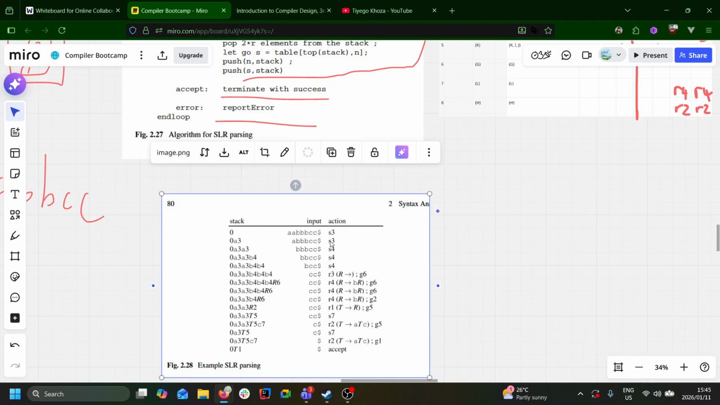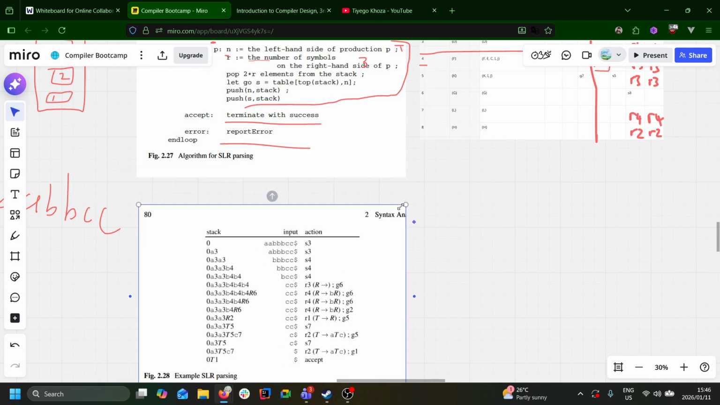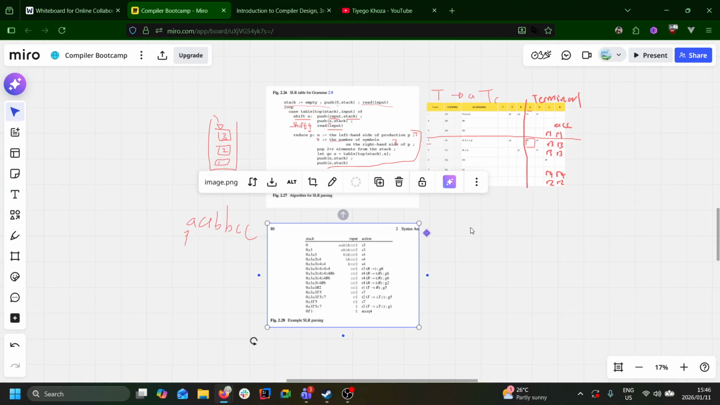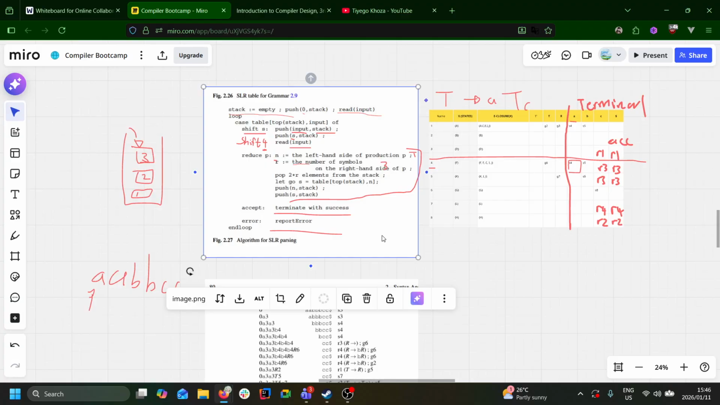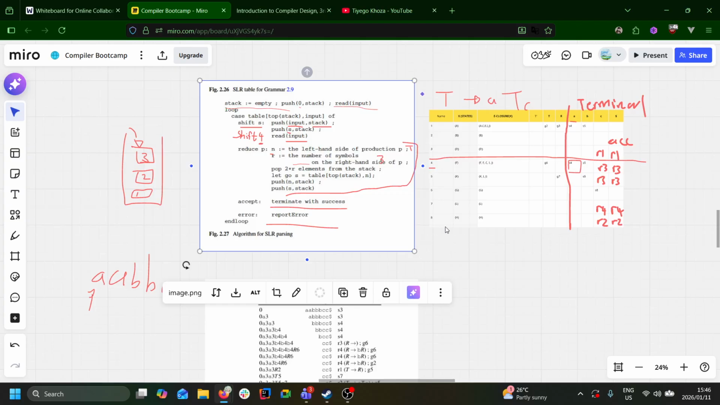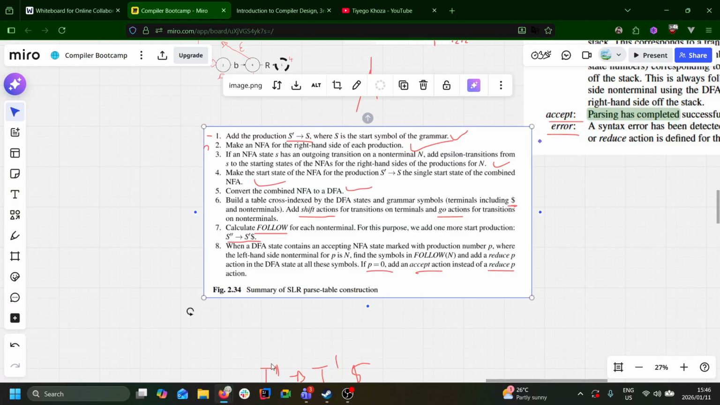So here, the action is shift three, shift three, shift four, shift four, shift four, until it reaches the accept state. So that's how you do SLR parsing, how to produce the table and what to follow. In an exam situation, I imagine it'd be useful to have this algorithm and these steps written down.